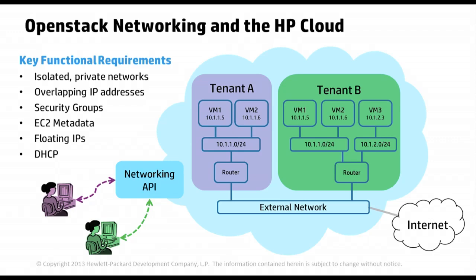And that all comes together in a picture that looks like this. And I believe the Quantum Admin Guide calls this per-tenant routers with private networks. And it all comes together in Grizzly very nicely. So that's sort of where we're at the moment.